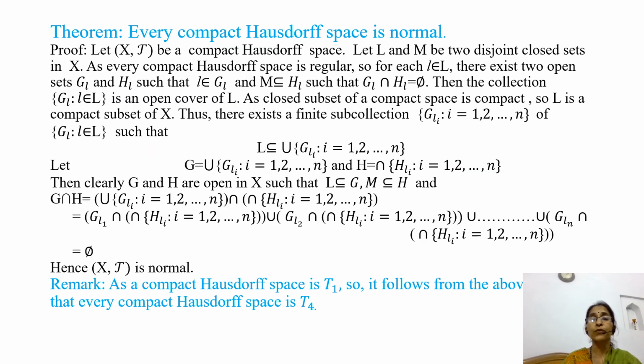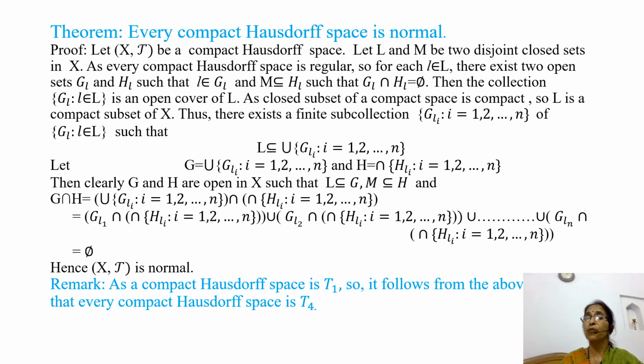Now we will prove the theorem which states that every compact Hausdorff space is normal. Earlier we have shown that every compact Hausdorff space is regular, and now we will see that every compact Hausdorff space is normal also. Let us prove this theorem.